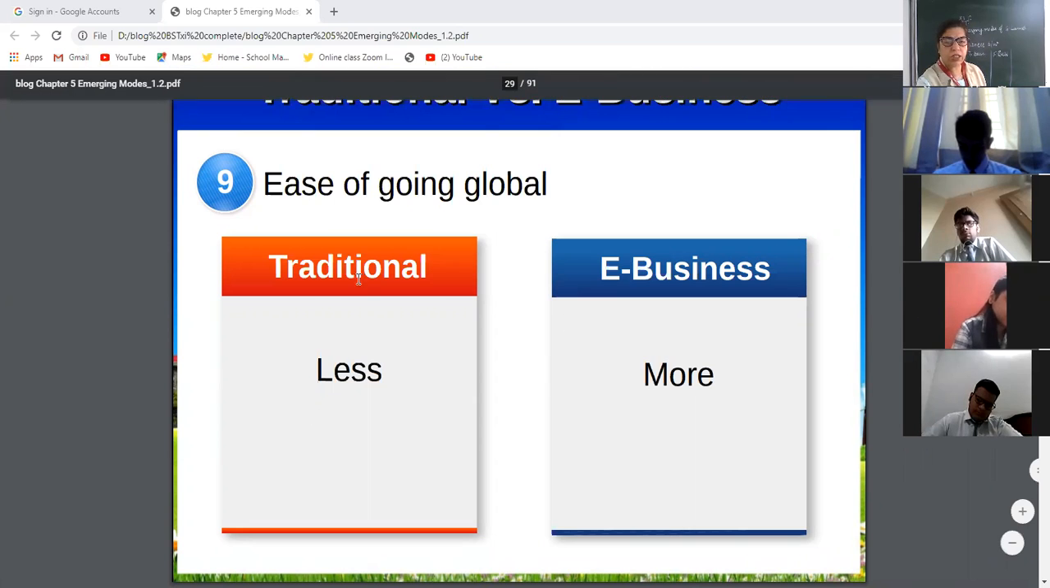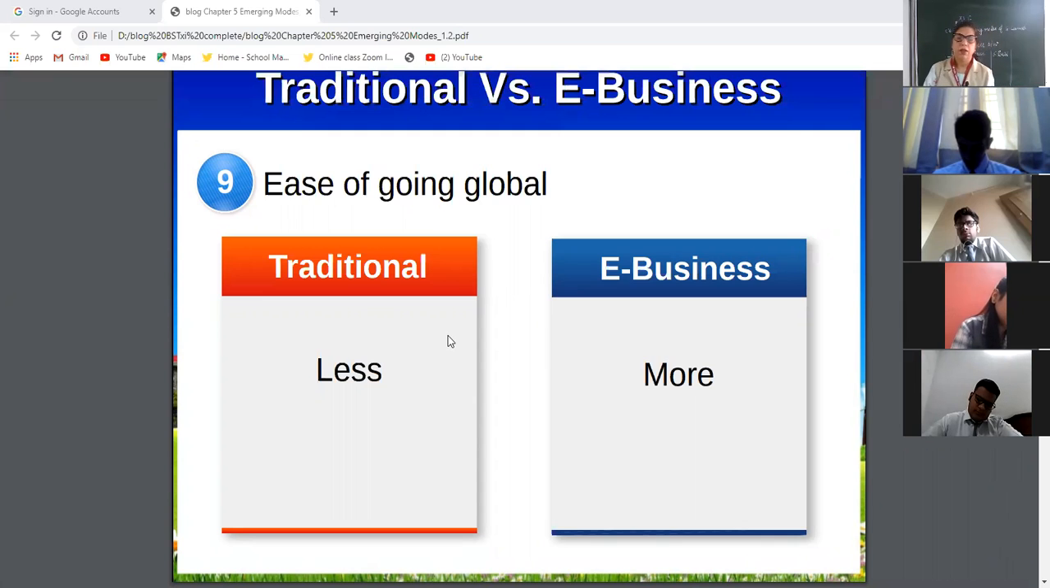But for a traditional business to expand, to go to different parts of the country to sell their products globally is very difficult. They can sell their products in their city, in their state, in their country by the traditional way. But for going global or to cover a wide area of market, it is difficult for them. But for e-business, it's easy. Ease of going global, ease of expanding their business, ease of increasing the market area.